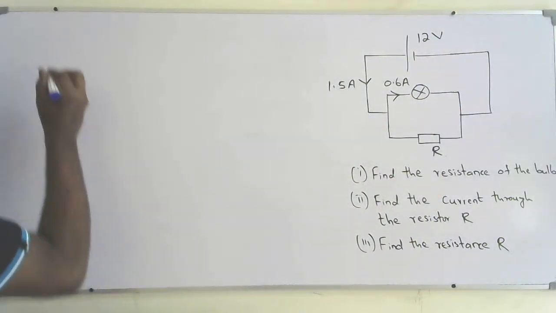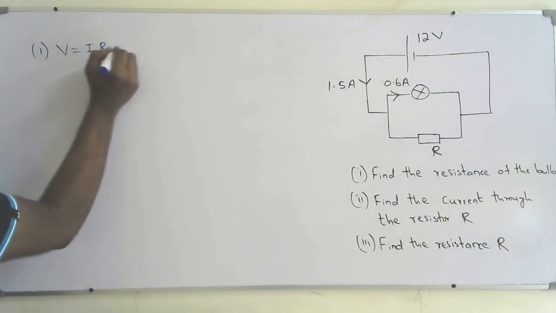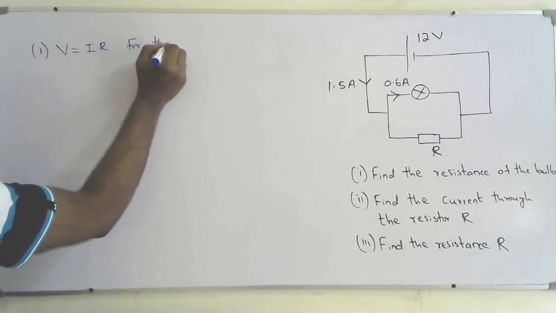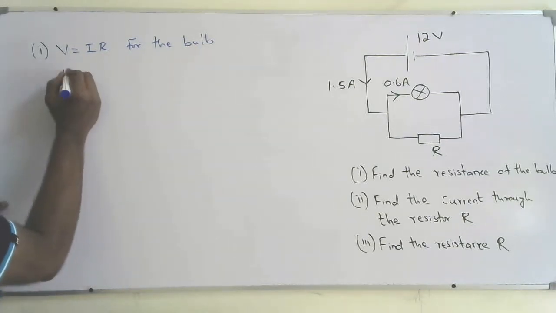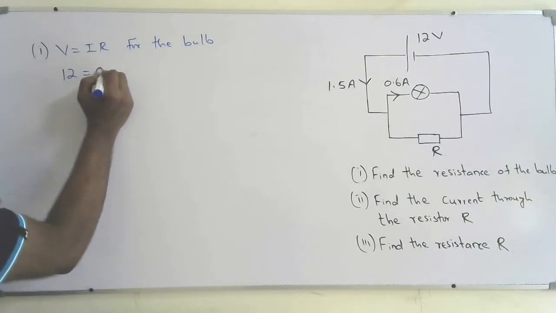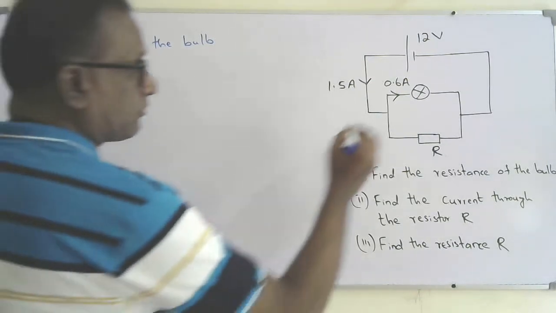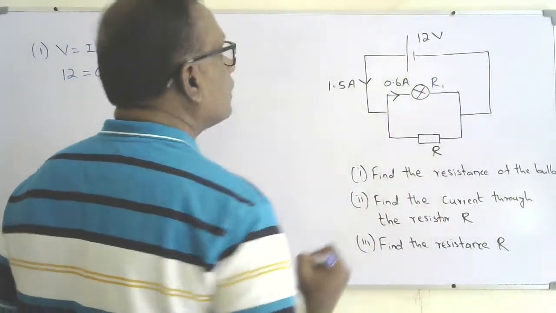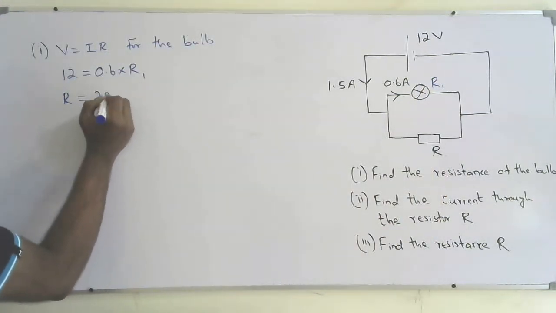So I can use V equals IR for the bulb. The voltage across the bulb is 12. The current through the bulb is given, 0.6 amperes, times R1. I'll call the resistance of the bulb R1. So R1 will be equal to 12 divided by 0.6, that is 20 ohms.